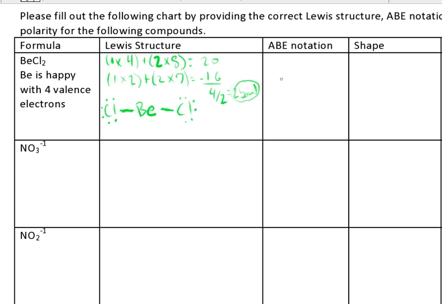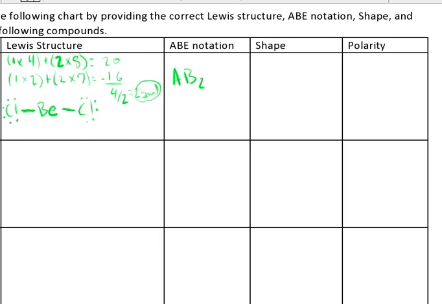All right, so for our ABE notation, we just look at our central atom that we're going to call A. And beryllium is attached to 2 other atoms, so we'll call that AB2. And we don't have any dots or pairs of dots on beryllium, so we don't need to worry about the E part. So AB2 would be our ABE notation for beryllium dichloride. Now for our shape, we look up on the back of this page, or actually the next page in your yellow packet, there's a flow chart, as well as ABE notations and their corresponding shape. If we look up AB2, it finds that this is linear.